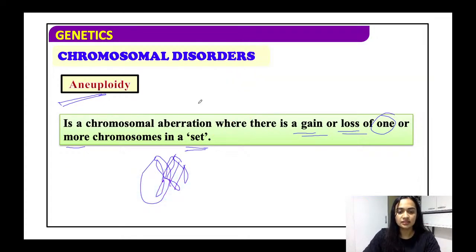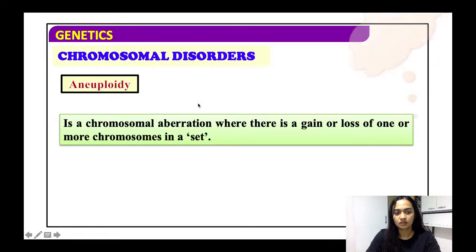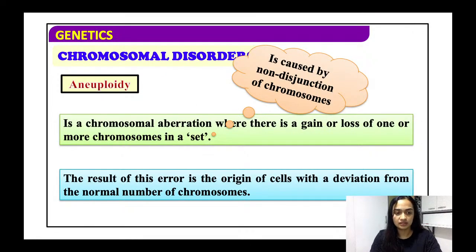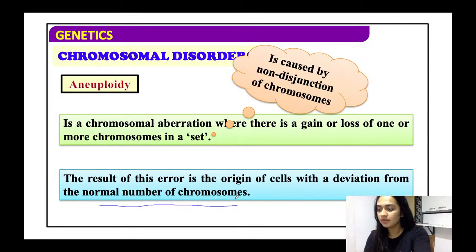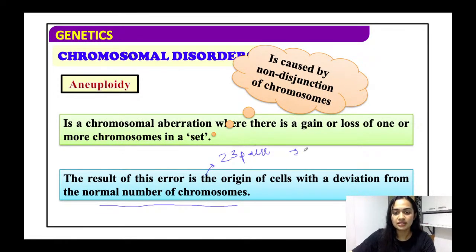This might result in an error in the origin of the cells with a deviation from the normal number of chromosomes. So what is the normal number of chromosomes in humans? The normal number of chromosomes in a human is 23 pairs, that is, 46 chromosomes. When this number changes, it is called a chromosomal disorder. Alright, and this will basically result in a deviation, that is, if it is 45 or 47, it causes deviation.